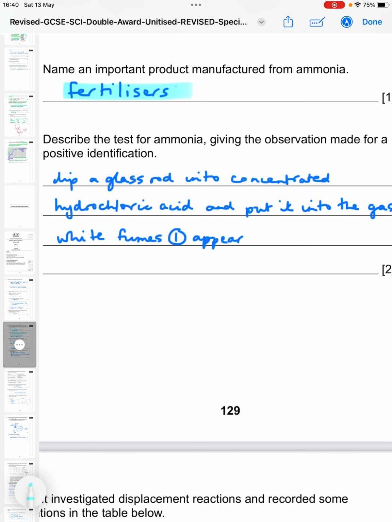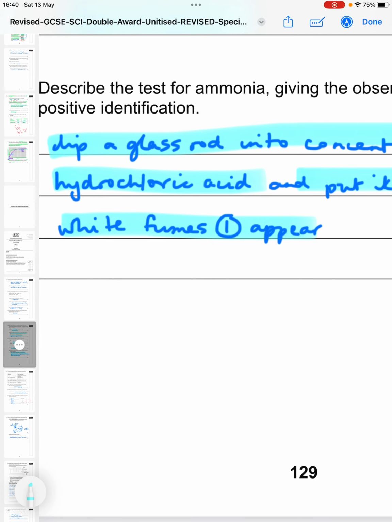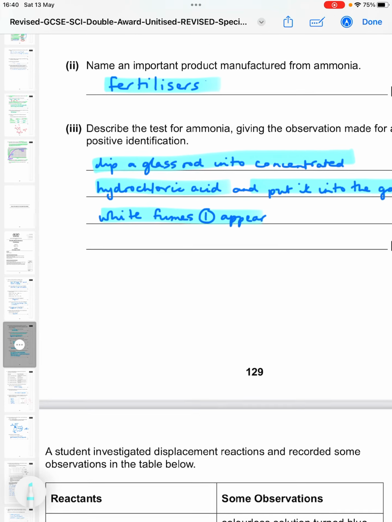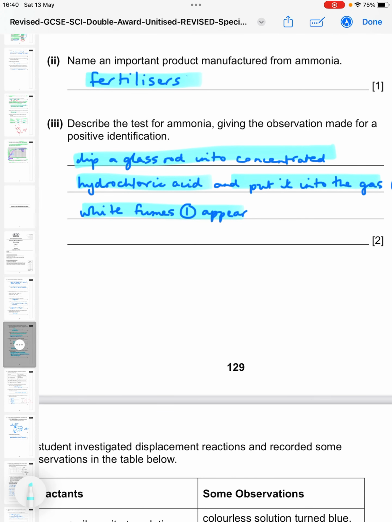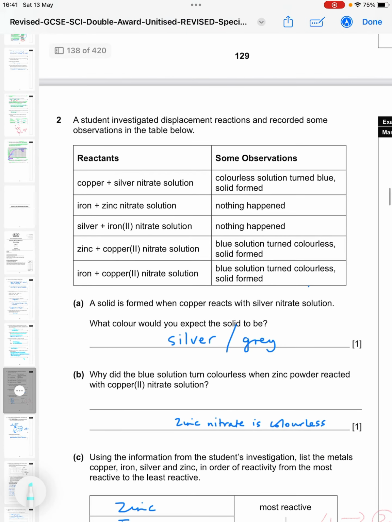Describe the test for ammonia, giving the observation made for a positive identification. So this is the same as the test for HCl, but just in reverse. So you dip a glass rod into concentrated hydrochloric acid and then put it into the gas, and all of that first bit gets you 1 mark. And the second mark is for saying that white fumes appear. So for hydrochloric acid, the test would be to dip a glass rod into the ammonia and put it into the gas, and if white fumes appear, then it's hydrochloric acid. So that's good knowing that for both.